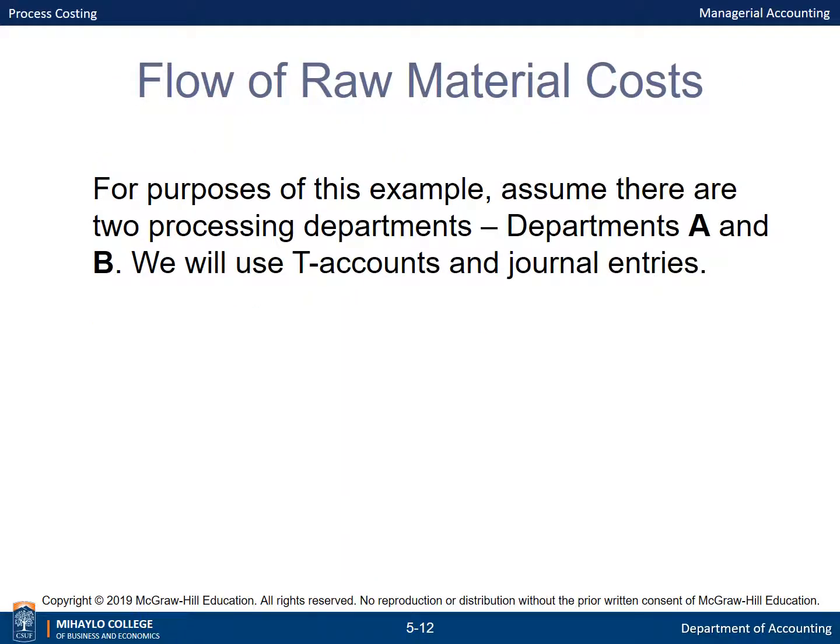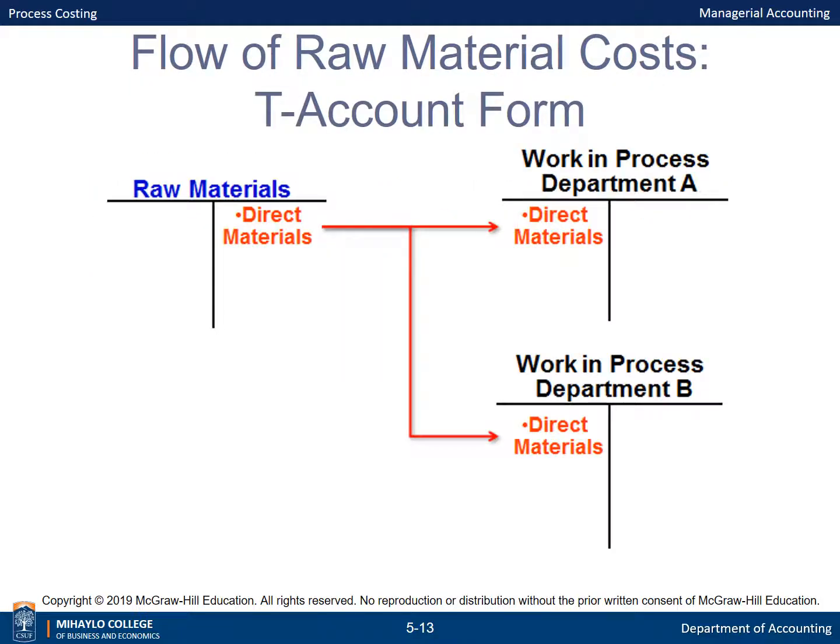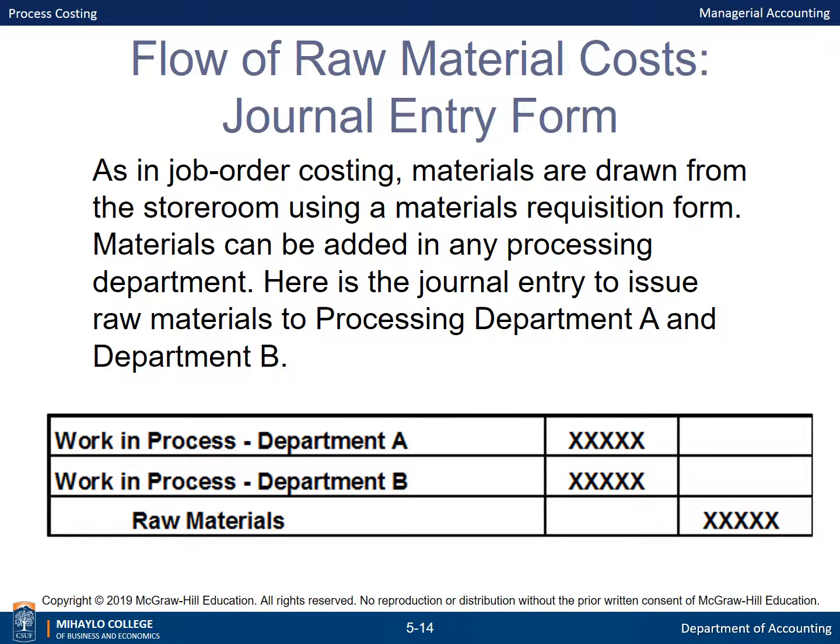Let's look at the flow of raw material costs through T accounts and journal entries for a manufacturing company that has two departments, Department A and Department B. When direct materials are requisitioned for use, the costs are transferred from the raw materials account to the department work in process account, where the materials are added to the production process. As in job order costing, materials are drawn from the storeroom using a materials requisition form. Materials can be added in any processing department.